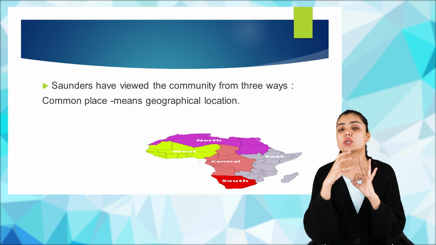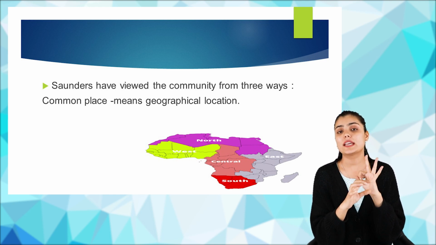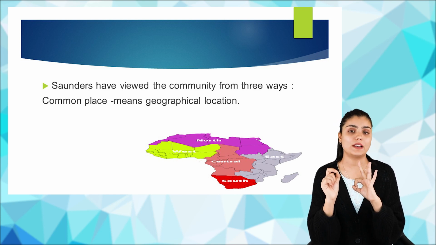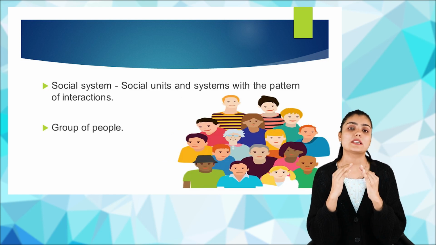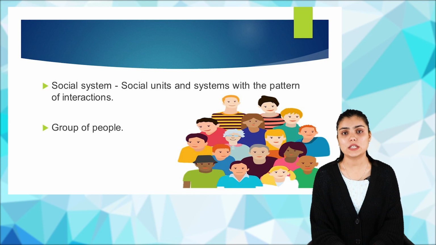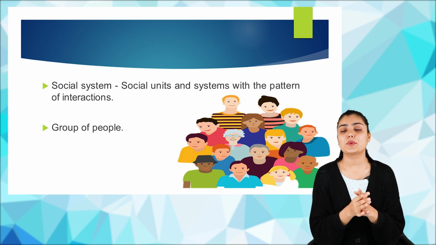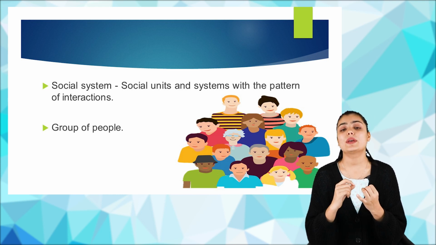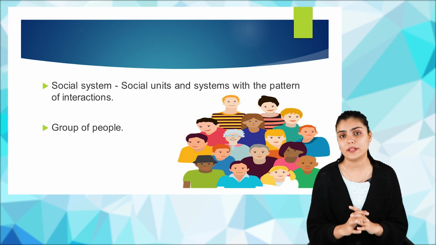The first feature is a group of people. If there is a group of people, the second feature is a common place. Common place means sharing the same geographical area, and the last one is a social system where there is interaction among the members in the community. So Saunders believed that a particular group of people can be termed a community when they belong to the same place, when they live in the same geographical area, when they communicate with one another within the group, and when there is a group of people. I hope you've understood what community is.